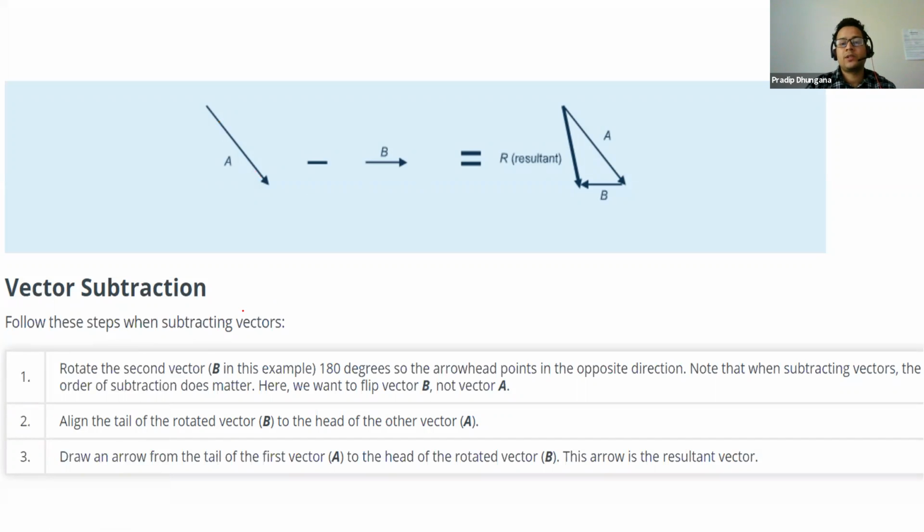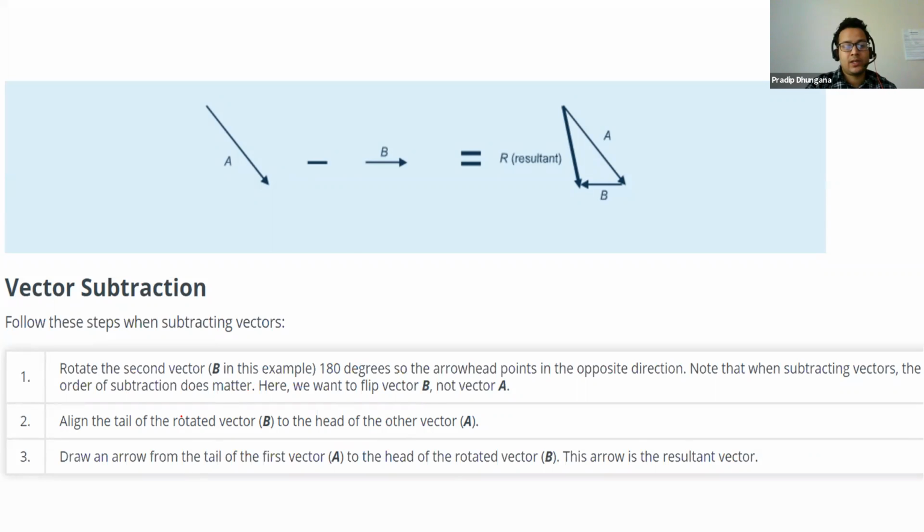Okay. First step, we have to rotate vector B. We are subtracting vector B from vector A. So that means we'll rotate vector B exactly 180 degrees so that the direction of vector B will be in the opposite direction. And note that when subtracting vectors, the order of subtraction does matter. So here we don't want to flip A, we want to flip vector B, not vector A.